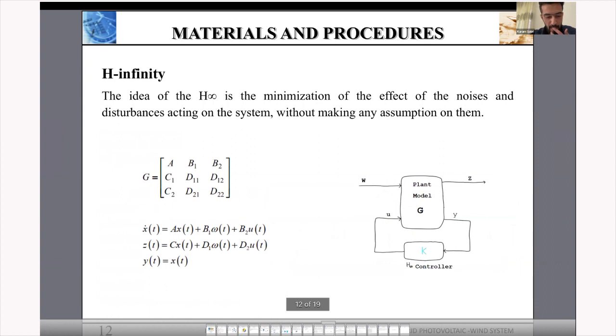H infinity. The idea of H infinity is to minimize the effect of noise and disturbance acting on the system without making any assumption on them.